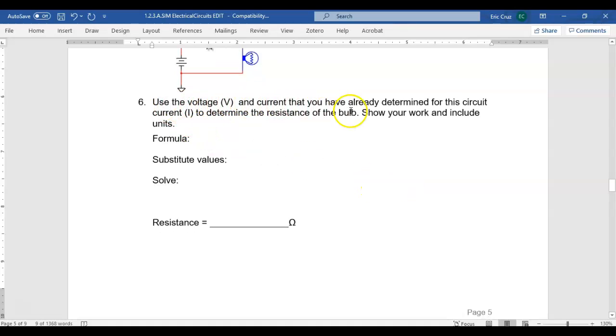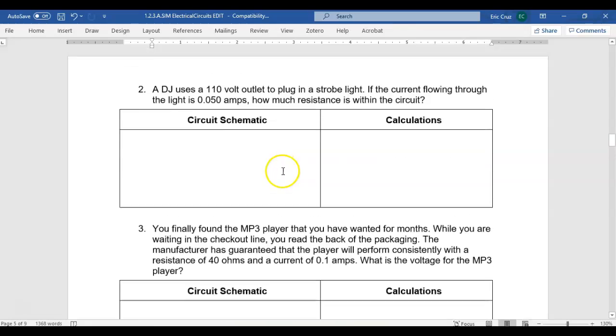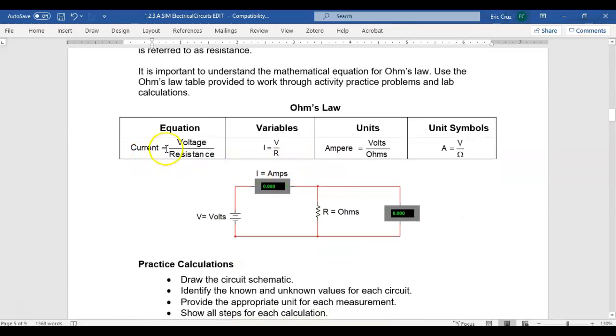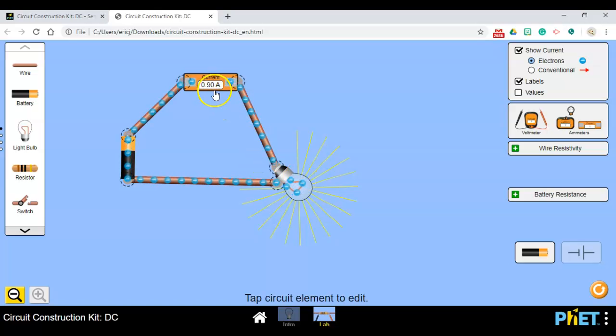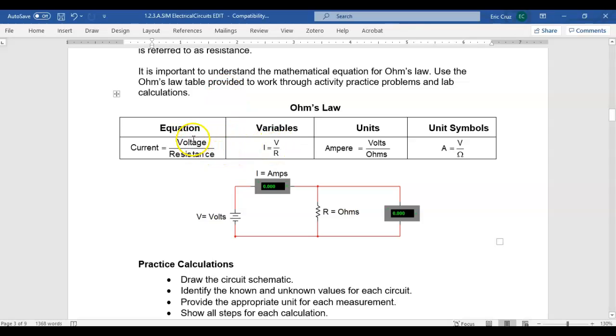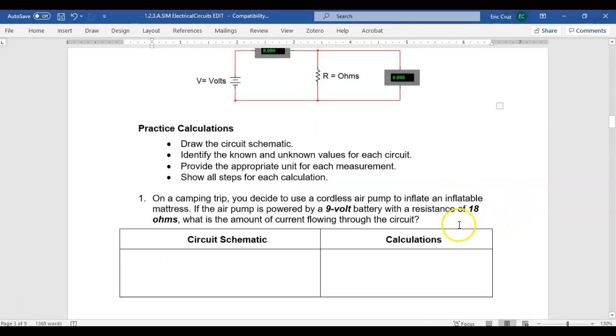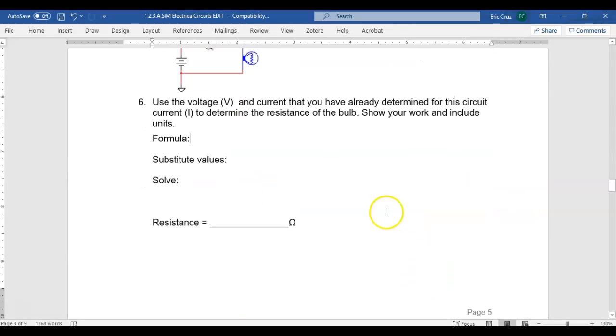Use the voltage and current that you have already determined for the circuit to determine the resistance of the bulb. Show your work and include the units. So our formula is right here: current equals voltage over resistance. We know the current is 0.9 amps. We know the voltage is 9 volts. So we're calculating for resistance. You need to rewrite this to get the correct answer for this question. I'm going to let you figure out how to do that on your own.